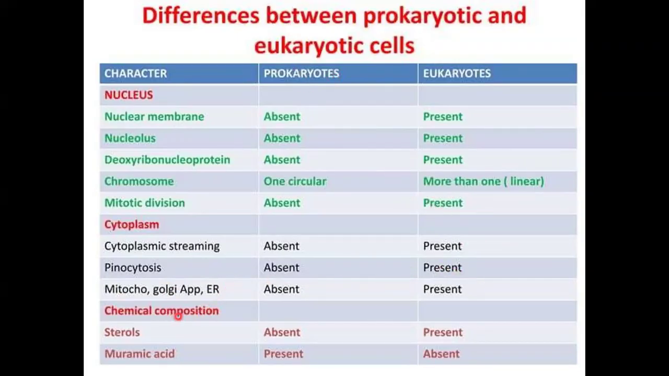And then chemical composition: sterols are absent in prokaryotes, present in eukaryotes. Muramic acid is present in prokaryotes, absent in eukaryotes. We're going to see the exact bacteria that has muramic acid, because not all of them have it.